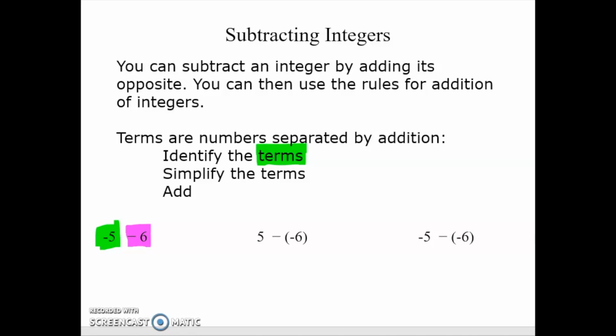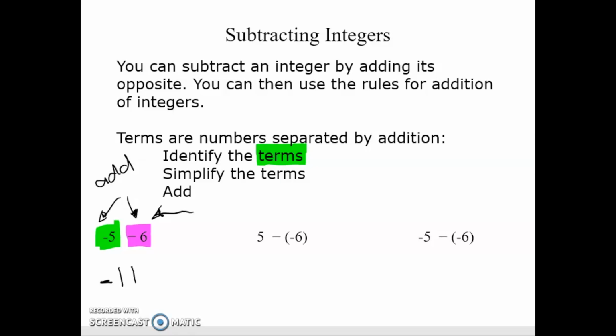So if we think back to our lesson on adding, we're noticing that both of our terms have a negative symbol in front of them. So that means that we're going to follow those adding rules for integers, and we're going to add the two numbers together. 5 plus 6 is 11. But remember that we're starting in the negatives and we're moving further and further and further to the left. So this is going to be a -11 on our number line.